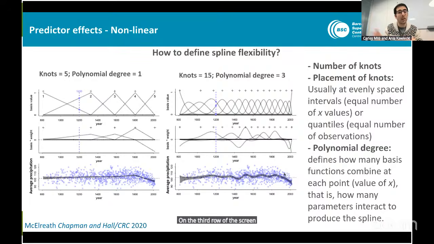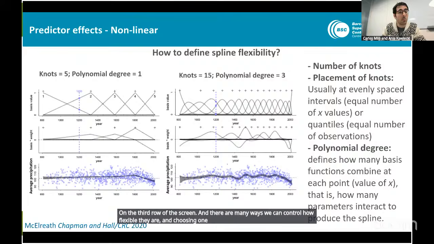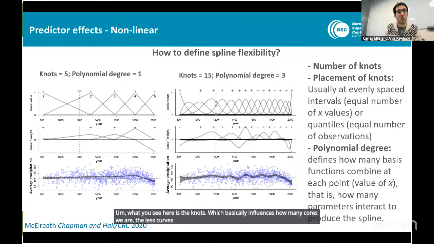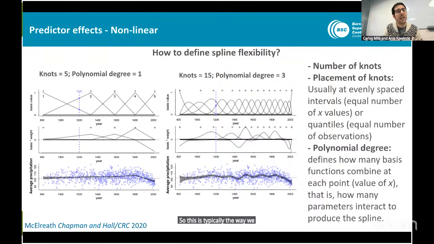And there are many ways we can control how flexible they are, and choosing one or another will depend very much on our data and our modeling choices. What you see here are the knots, which basically influence how many curves we have. The fewer curves, the less flexible the model will be. The more knots, as you see here, there are 15, the more flexible it is, so we can go very wiggly. So this is typically the way we determine flexibility in our models.